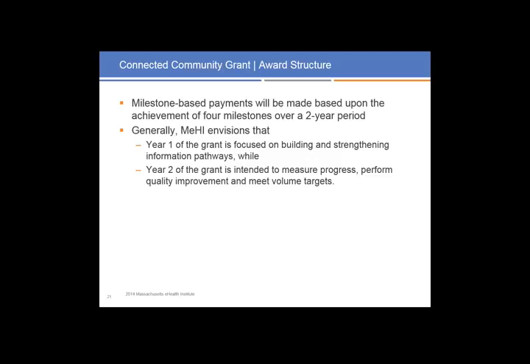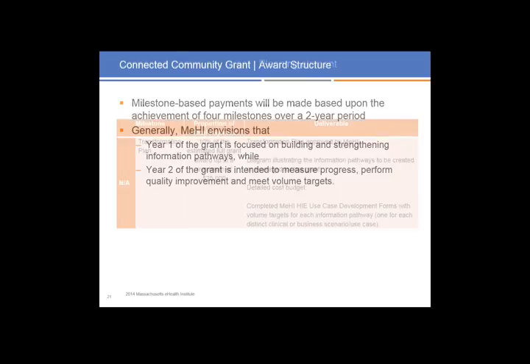We structured this award to be a milestone-based payment award. These payments will be made based upon the achievement of 4 milestones over a 2-year period. For year 1, generally we envision that this first year will focus on building and strengthening information pathways, and year 2 is intended to work to measure progress, perform quality improvement efforts, and meet volume targets.